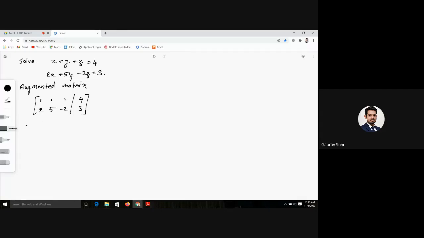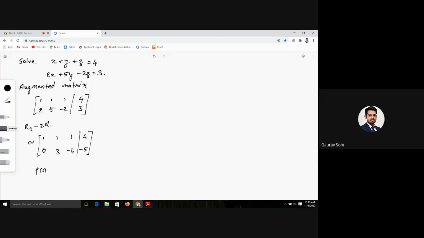Then R2 minus 2 times R1. So 1 1 1, that is 4. Now 5 minus 2, it will be 3, minus 2 minus 2, it will be minus 4, 3 minus 8 is minus 5. So I hope this is echelon form.